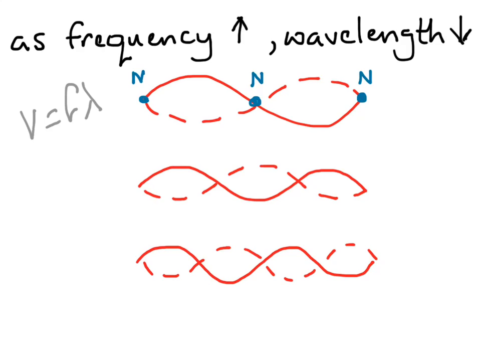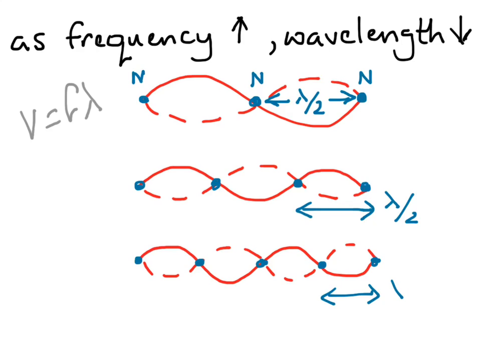And each stationary point is a node. And in the top diagram, a single loop, the distance between two nodes is still half a wavelength, lambda over 2. And that continues regardless of how many loops you've got. A single loop is still equivalent to half a wavelength.